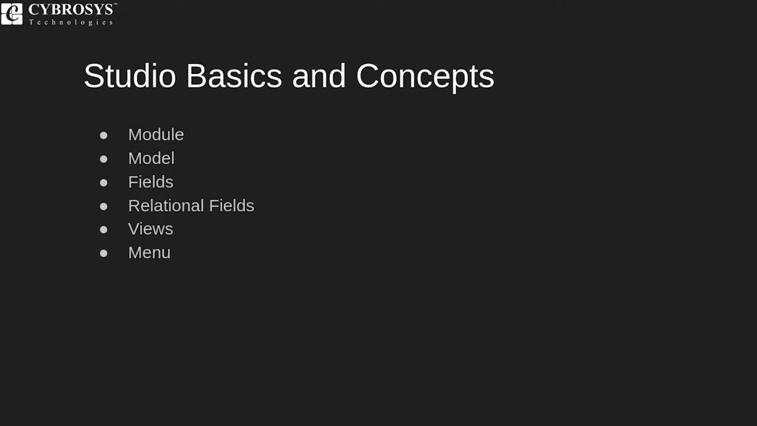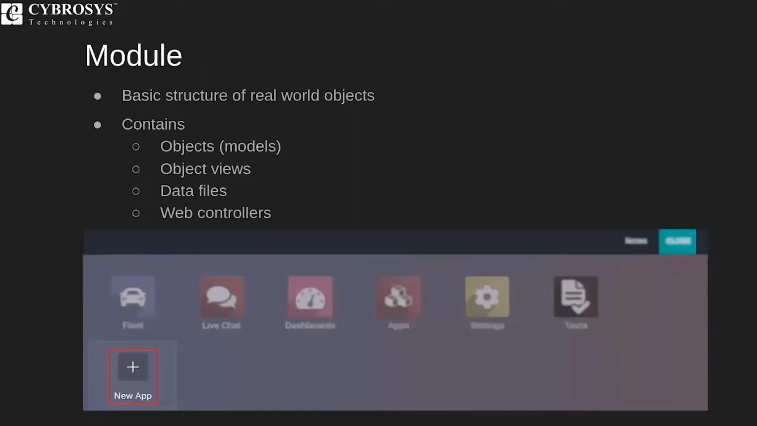So let's go to some basic information about Studio. These are the main basic things we need to know before creating an app or designing something in Odoo using the Studio module: modules, fields, relational fields, views, etc. Let's see them one by one.